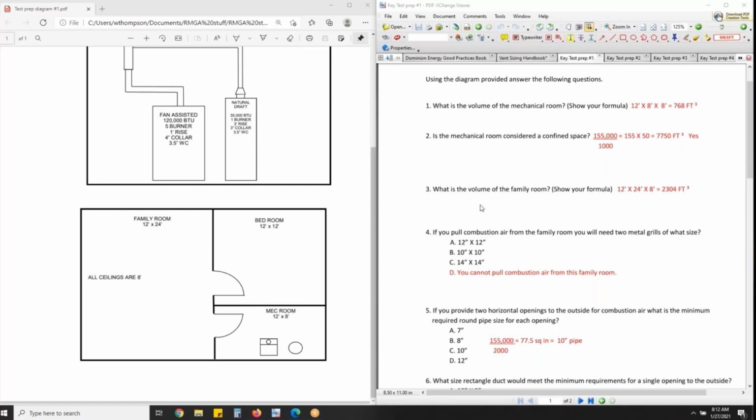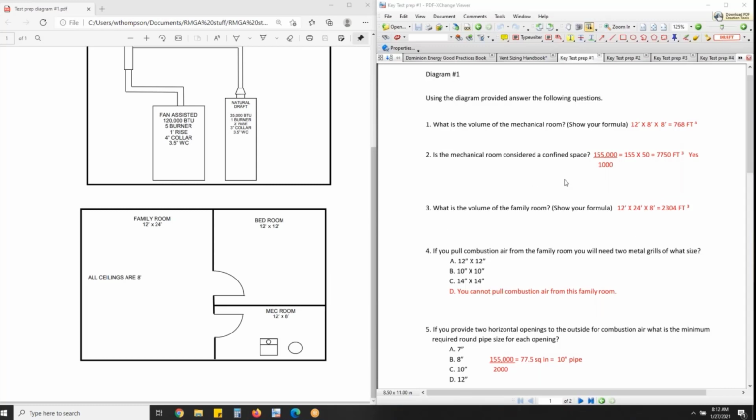All right, I have a question about that one. Is there a place in the book where it defines what a confined space is? Because I found that formula that said you need to pull air from outside if you don't have that volume, but it didn't necessarily say confined space.